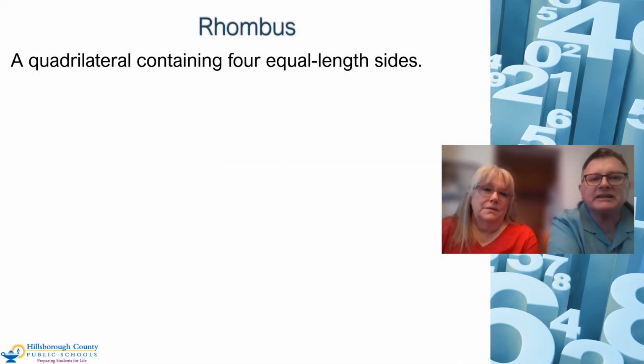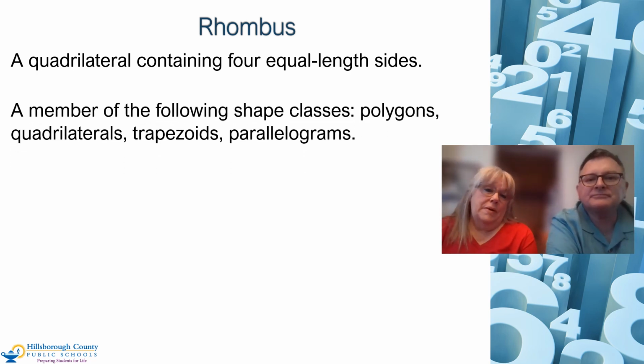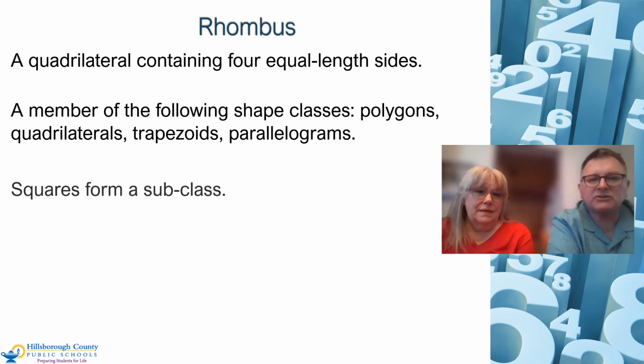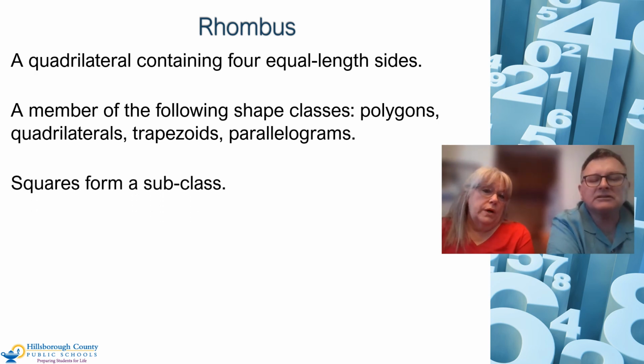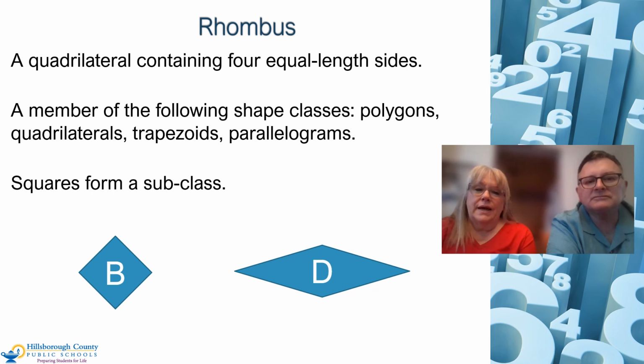So we have a rhombus here. A rhombus is a quadrilateral containing four equal side lengths, or four congruent sides. The rhombus is a member of all of the following classes: polygons, quadrilaterals, trapezoids, and parallelograms. What would it be a subcategory of? Square. Yes, it is a subcategory of the square because the square also has four equal length sides. So you had two shapes from your beginning task, shape B and shape D, that are both rhombi.